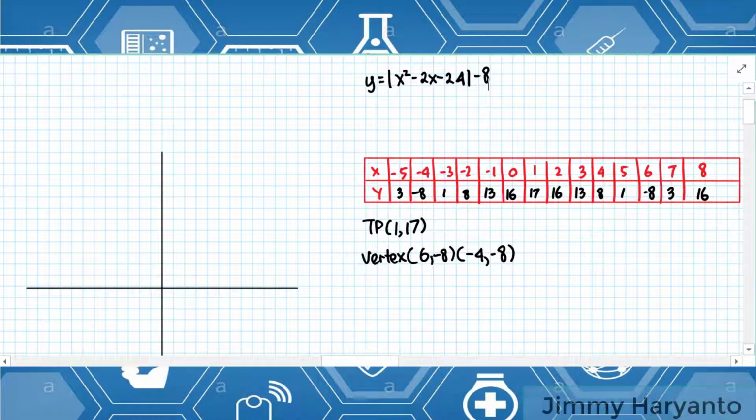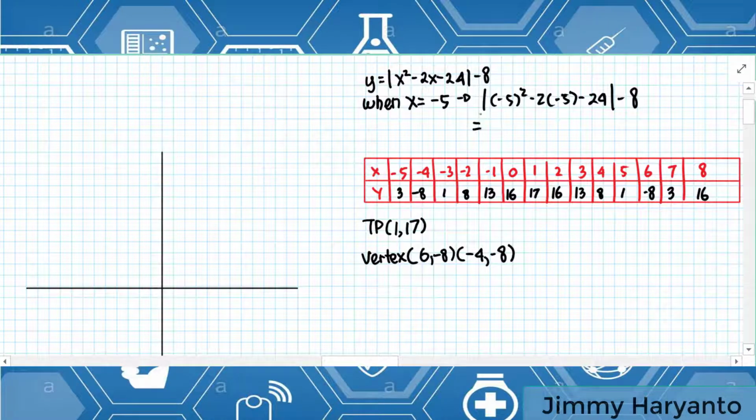Okay, this is the function, and I will give you an example for when x equals negative 5. The result will be negative 5 squared, and then negative 2 times negative 5, minus 24, minus 8. You don't have to provide these calculations because it will waste time. Just use your calculator. 25 plus 10 is 35, minus 24 is 11, absolute of 11 minus 8, so it will be 3. There you go. So negative 5 with 3, negative 4 with negative 8, and so on.